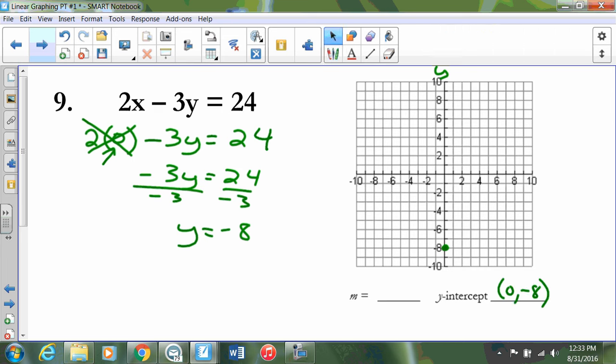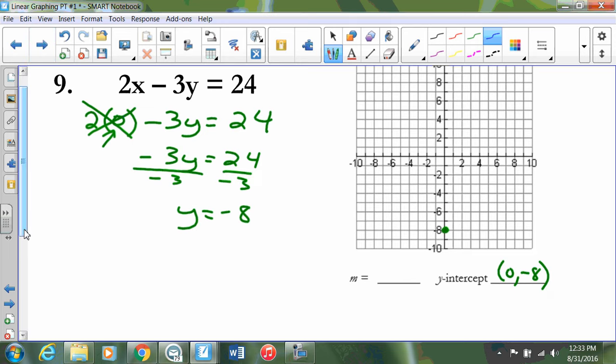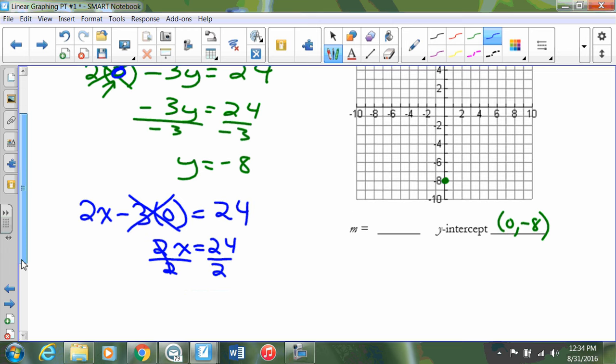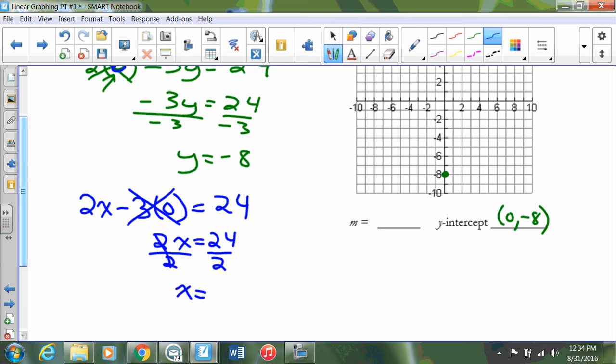Then we're going to find the x-intercept. So the first time we put in 0 for x, this time we're going to put in 0 for y. So we're going to rewrite the whole equation, but instead of y, we're going to put 0. That means it's gone. All that's left is the 2x equals 24. And to solve for x, to see what your x-intercept is, you're going to get x equals 12.